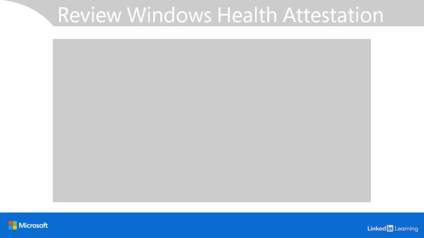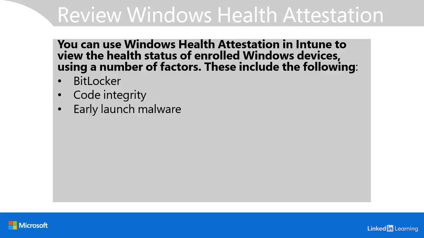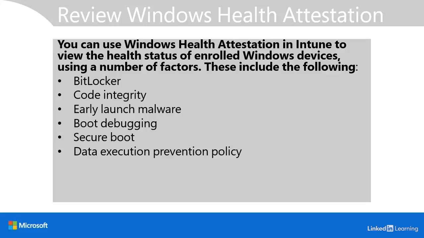Windows Health Attestation, you may remember, is the statement that Windows can make about how healthy or otherwise it is. You can use this feature in Intune to review the health status of your enrolled Windows devices. You can check on the following: BitLocker status, code integrity, early launch malware, boot debugging, secure boot, data execution prevention policy, virtual security mode, and boot manager version.